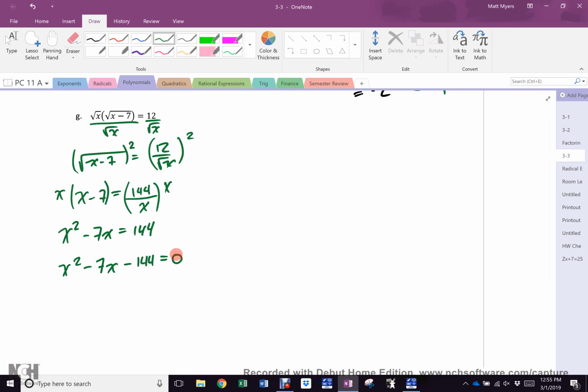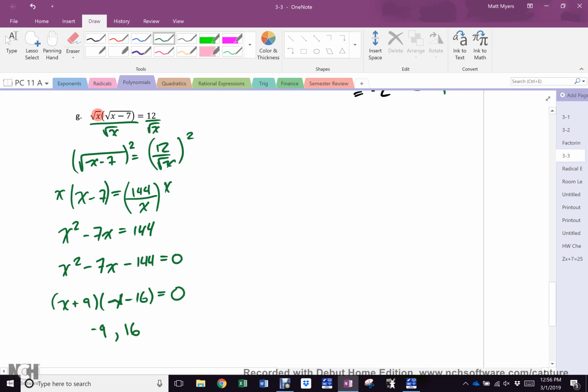Now, right away you want to go 12 and 12, but that doesn't work, right? So I got to find some other numbers. Is it going to be 1 and 144? No. What's it going to be? Positive 9 and negative 16. Okay. So x plus 9 and x minus 16 equals 0, correct? So what are my options? Negative 9 or positive 16.